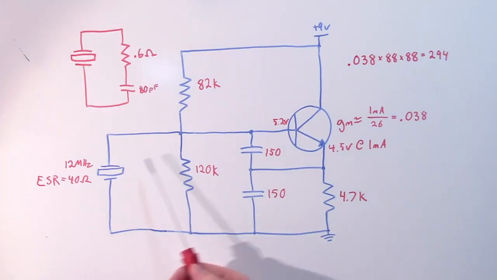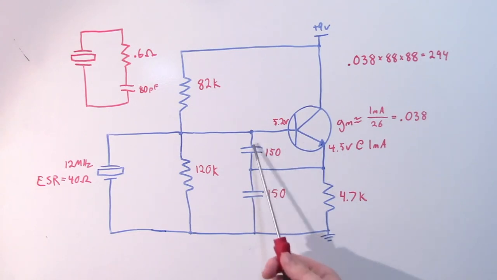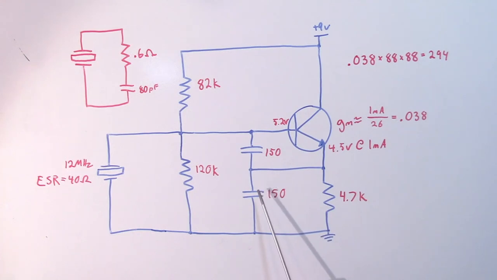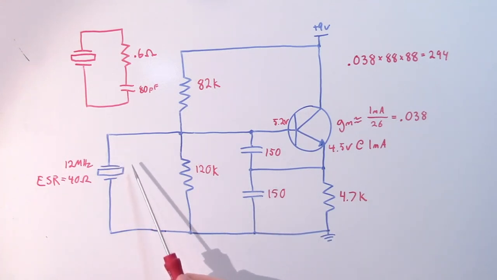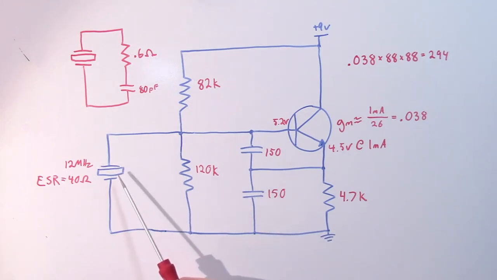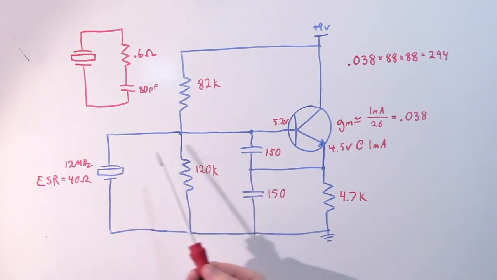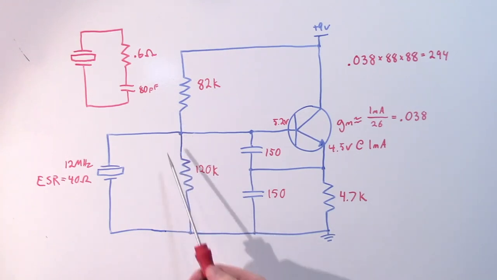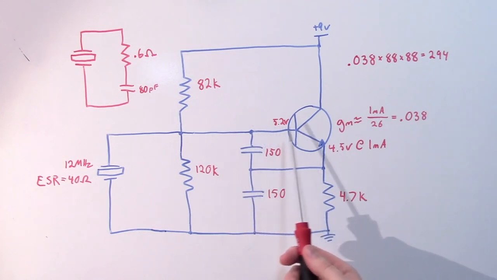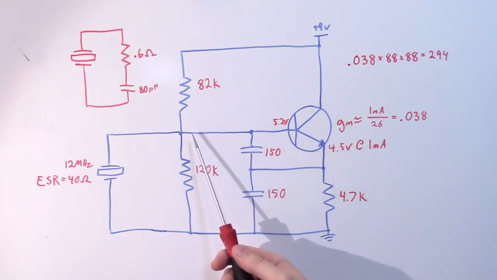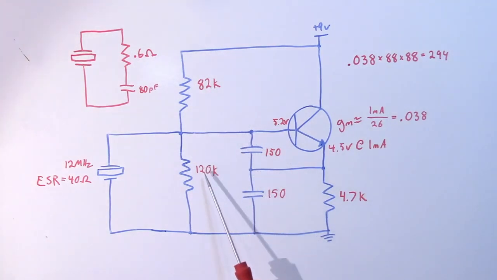So the capacitance that the crystal sees is these two capacitors in series, which is going to be 75 picofarads total, plus the internal capacitance that it has, which is going to be in parallel with that, and it's usually about 5 picofarads. So we have a total of 80 picofarads of capacitance that the crystal sees across its terminals, and the input impedance of the transistor is going to be about 48 kiloohms, which is 82K in parallel with 120K.